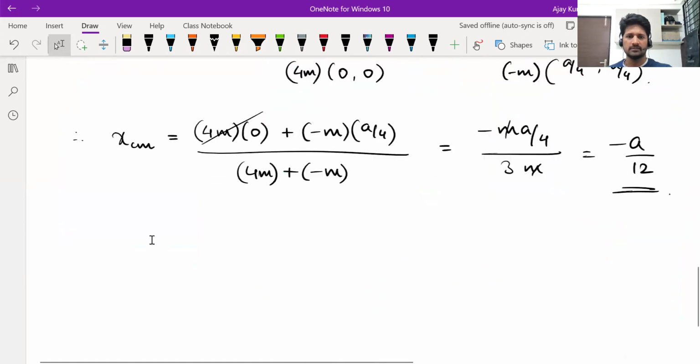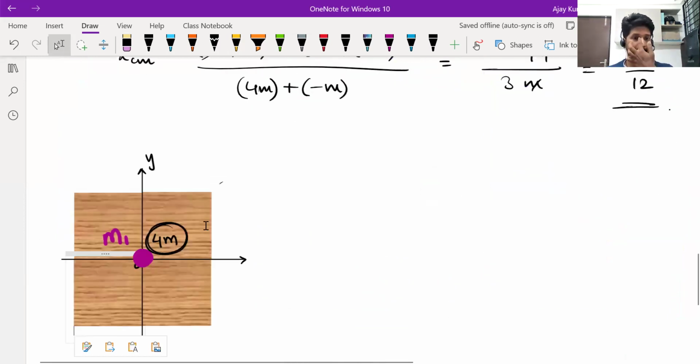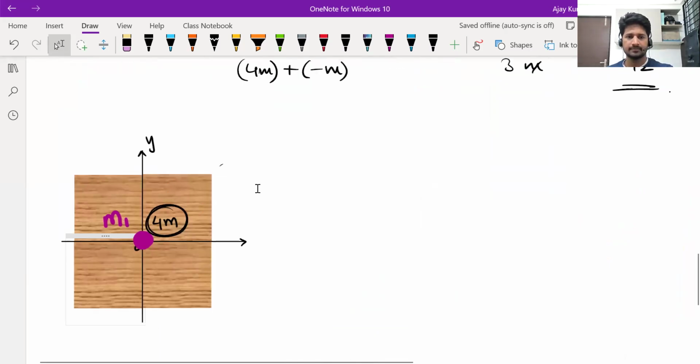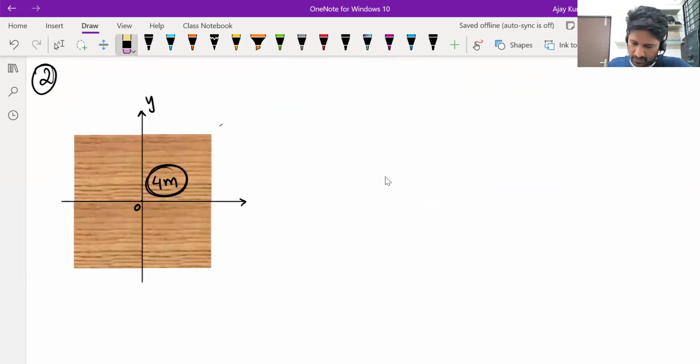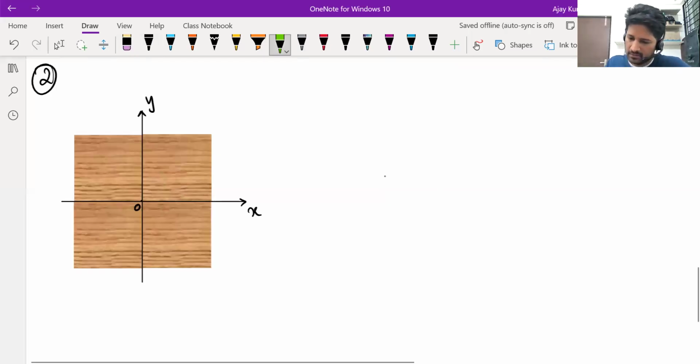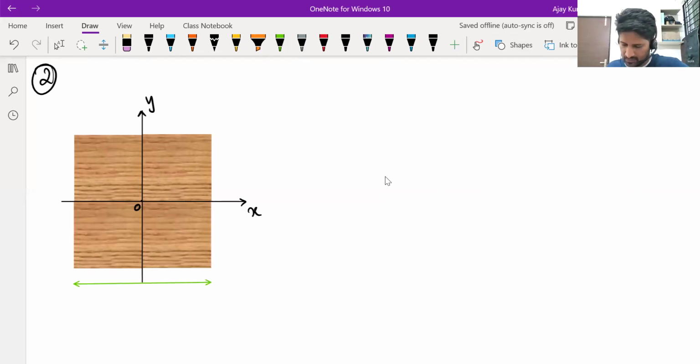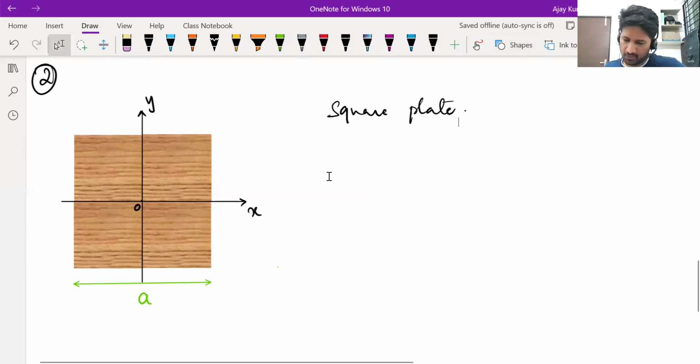Okay, let's see if you all can apply this. Consider a system like this. The actual mass need not be given to you. It's just based on mass ratio that you find out the position of center of mass. Again, assume the side is A itself, full side is A. It's a square plate. From this square plate, what we are going to do is we are going to remove some mass.